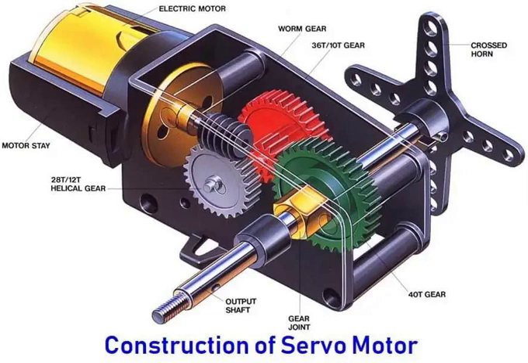AC servo motors are a type of electric motor used in various industrial and automation applications to provide precise and controlled motion. They are commonly used in situations where accurate positioning, high-speed rotation, and rapid acceleration or deceleration are required. AC servo motors are an essential component in many modern manufacturing, robotics, CNC machinery, and other motion control systems.